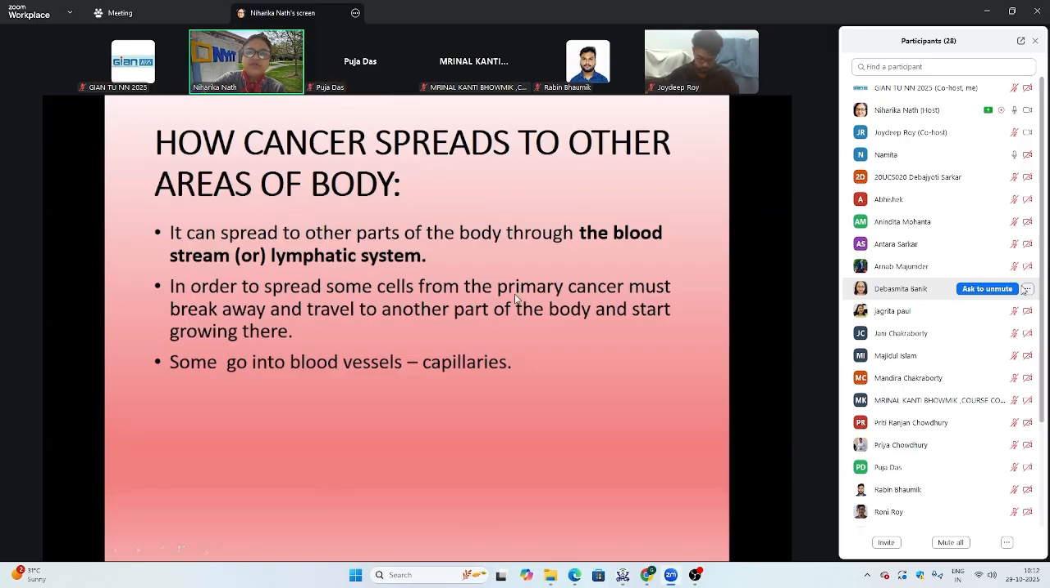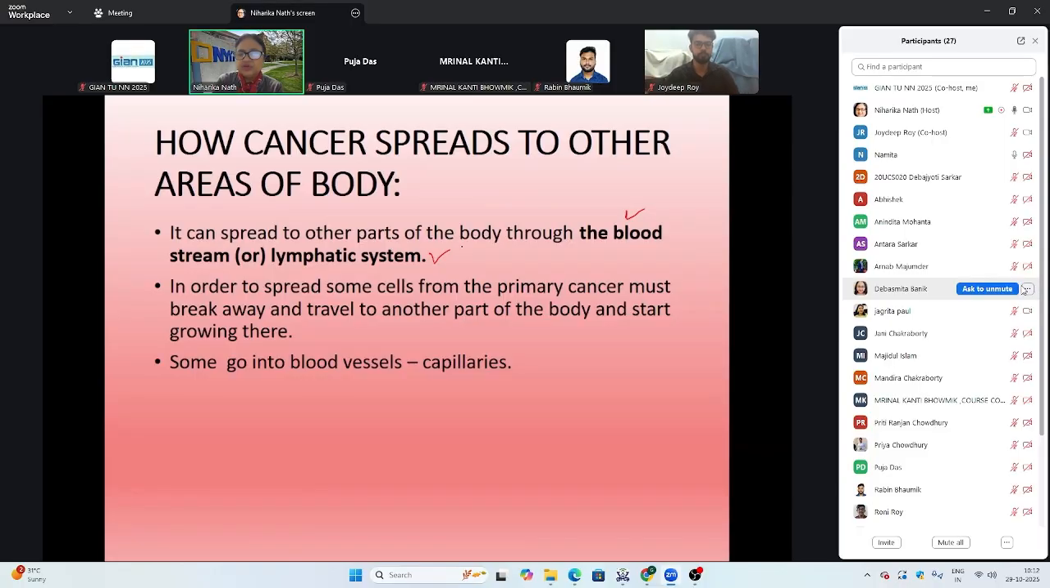So, how does it spread? The cancer cells have to literally travel. They're not going to go through just the tissues. They will not go through other cells, but they can really go through these two ways. They go through the blood or they go through the lymphatic system.